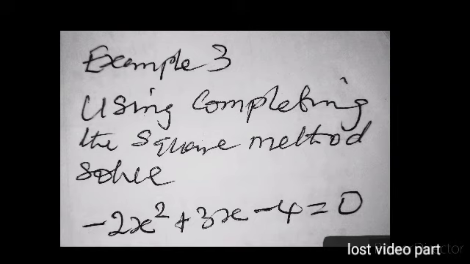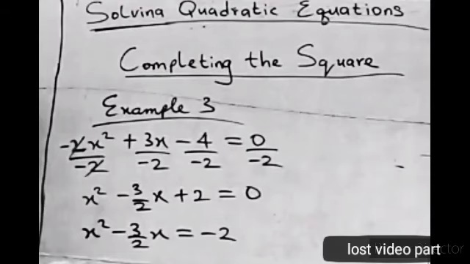So I'll divide all the parts of this equation by minus 2. If the coefficient of the squared term is 3, I'll divide the whole part by 3. But here it is minus 2. Therefore, I'll divide minus 2x squared by minus 2, also divide plus 3x by minus 2, and also divide minus 4 by minus 2, and divide 0 by minus 2, which is automatically 0. You know that when negative is divided by negative, it will give you positive. So minus 2x squared divided by minus 2 will give you x squared.